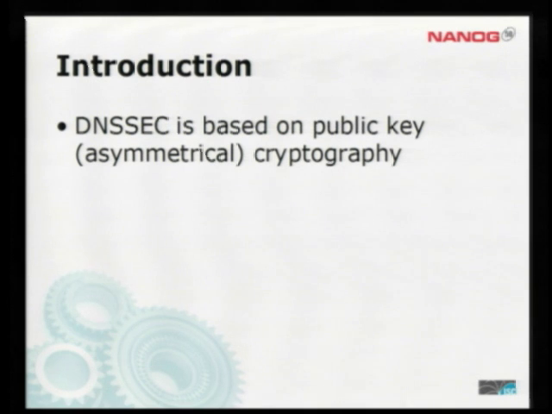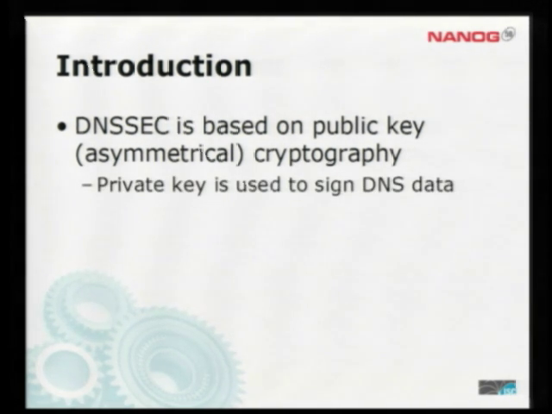DNSSEC is based on public key asymmetric cryptography, which means that there is a public portion of the key and a private portion of the key that is used to sign the data. You, as the owner of the data, as the person who is the authoritative source for the data, use the tightly held private key to sign the data. You then make the public key available to anyone who actually wants to validate your information. You actually put it into your DNS, into the data. Awesome. Now I retrieve your key, the public portion of the key. I can confirm that the signature on your data is valid.